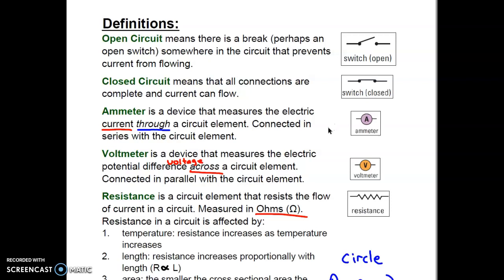We have ammeter, and that's a device that measures the electric current through a circuit element connected in series with the circuit element. We have a voltmeter, and that's a device that measures the electric potential difference, so voltage, across the circuit element, and that's connected in parallel with the circuit element.